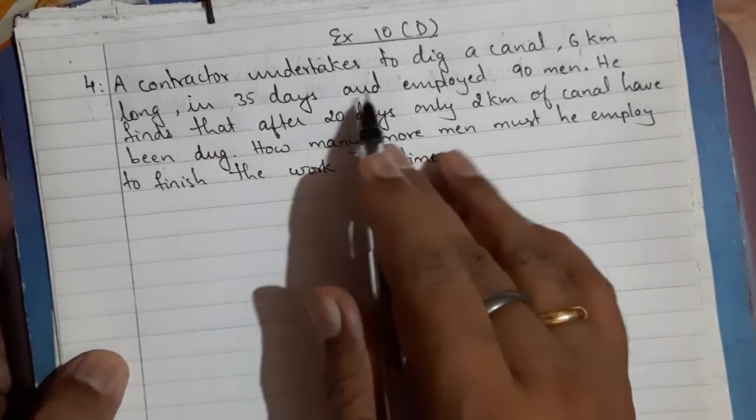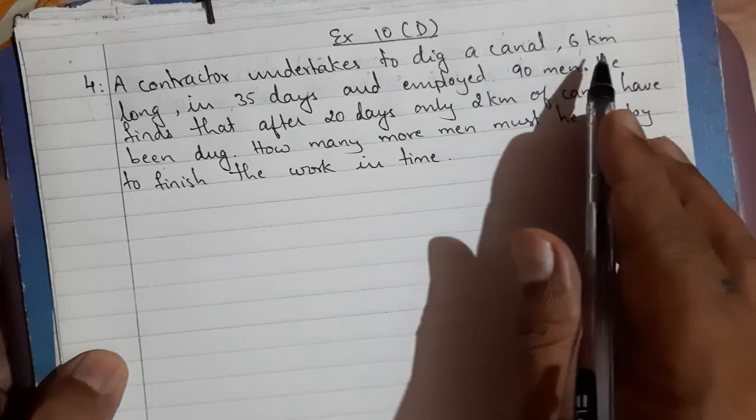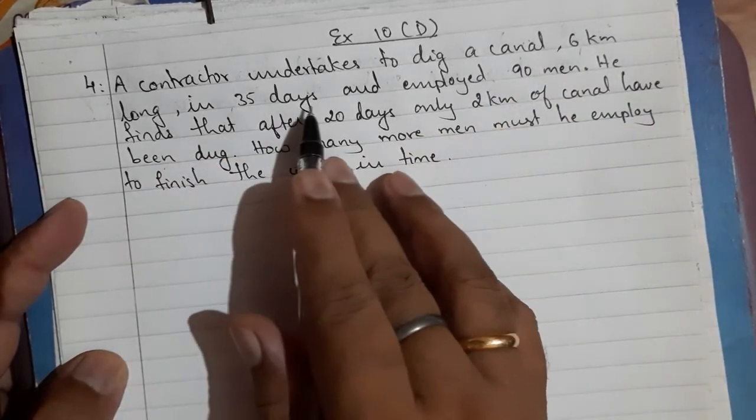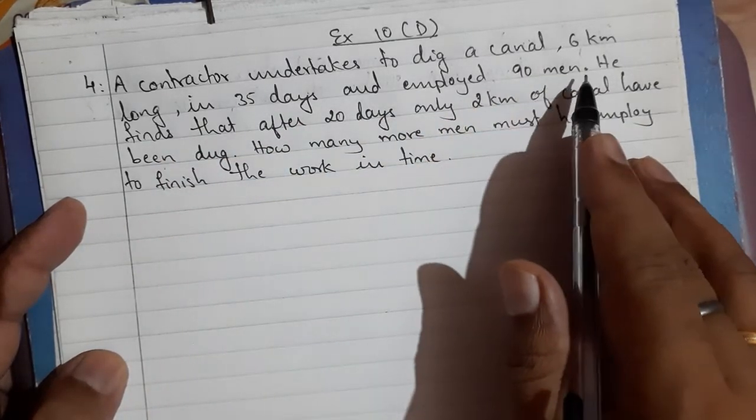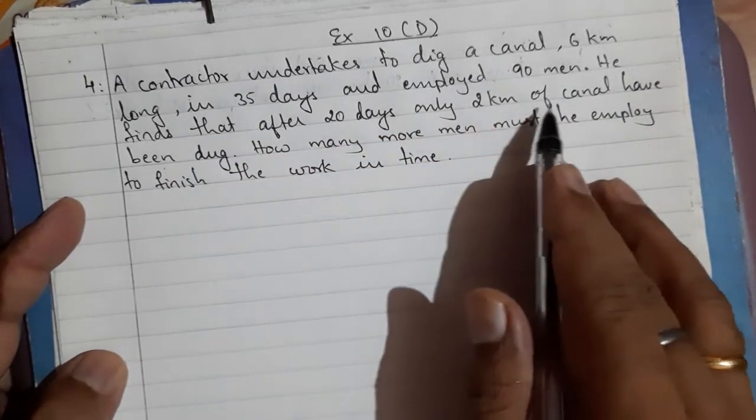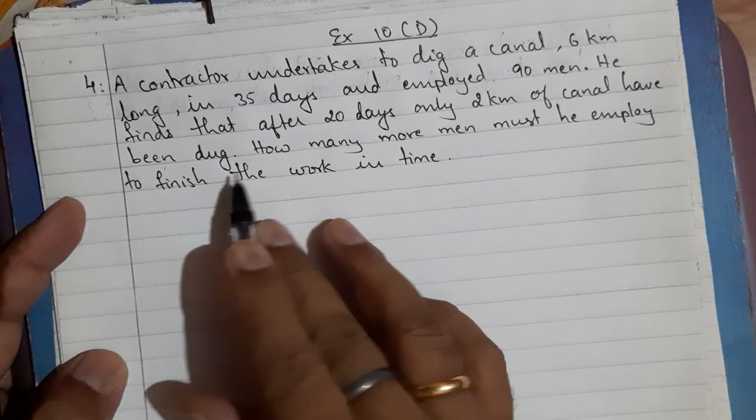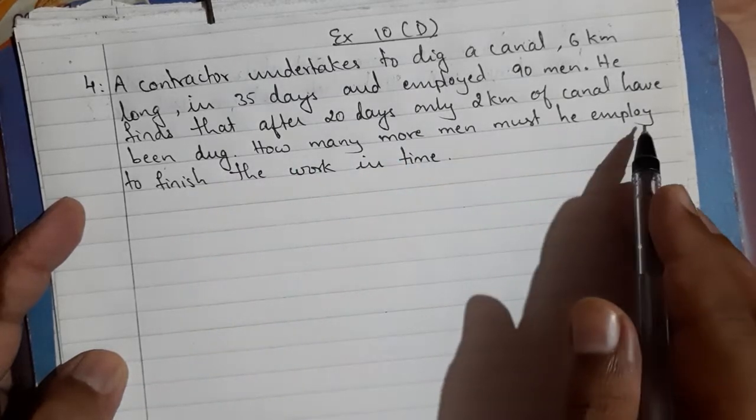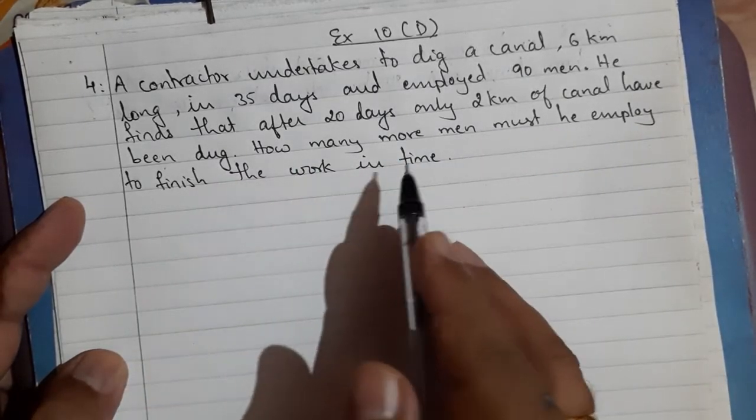A contractor undertakes to dig a canal 6 km long in 35 days and employed 90 men. He finds that after 20 days only 2 km of canal have been dug. How many more men must be employed to finish the work in time?